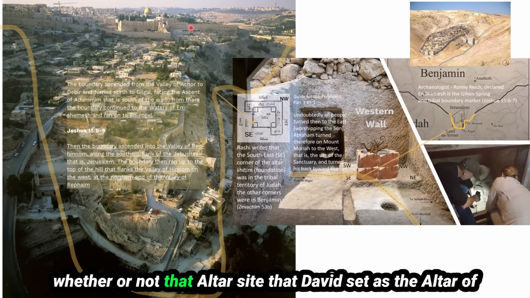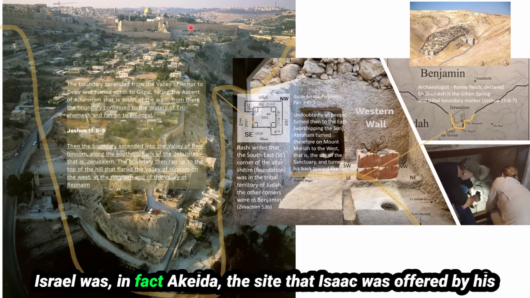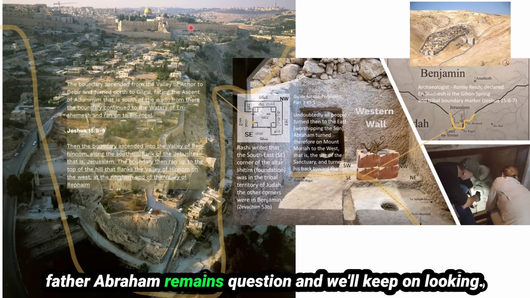Whether or not that altar site that David set as the altar of Israel was in fact the Akedah, the site where Isaac was offered by his father Abram, remains a question, and we'll keep on looking.